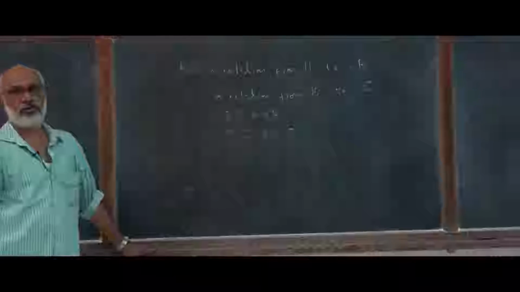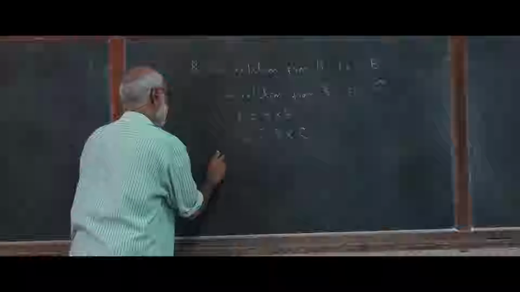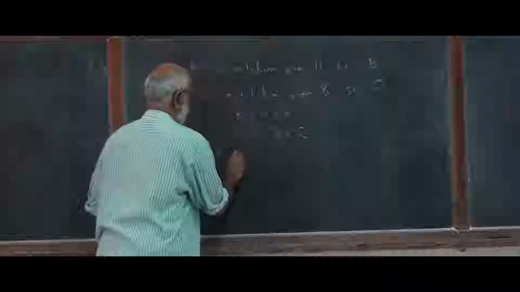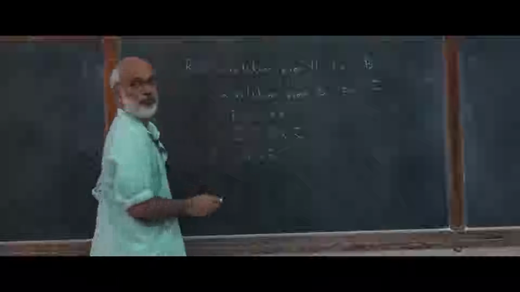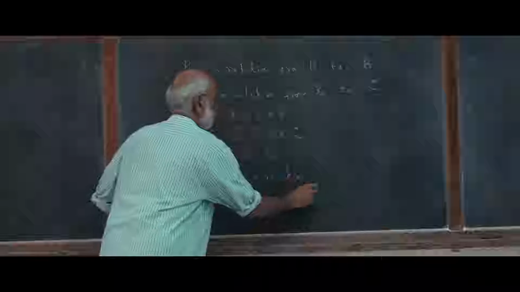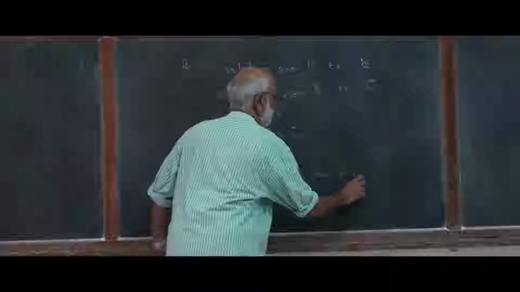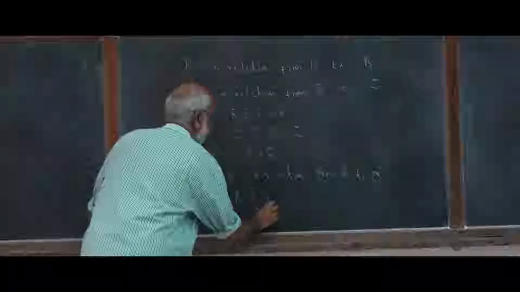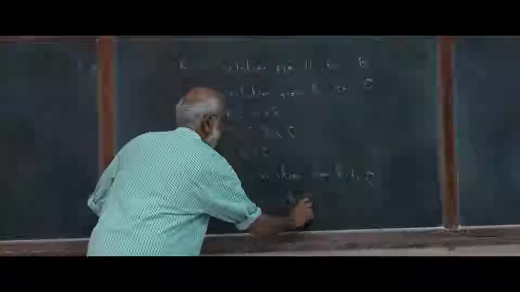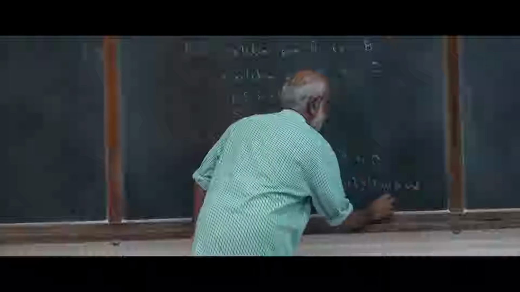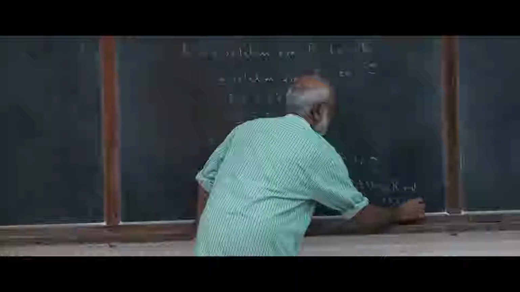Suppose we are having two such relations. Now we can define a relation S composition R, a subset of A cross C. That means S composition R is a relation from A to C defined as follows. That is, S composition R is the set of all ordered pairs (x, z) in A cross C such that there exists an element y in B such that (x, y) is an element of R and (y, z) is an element of S.